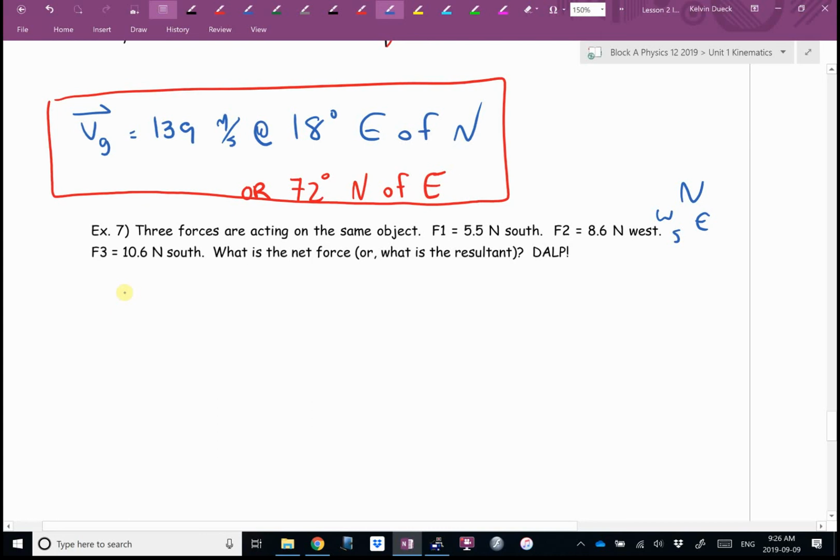South, 5.5. Plus. West, 8.6. I drew it longer than the 5.5. Plus. South, 10.6. I drew it longer than the 8.6. What would be the smart order to do this question in?